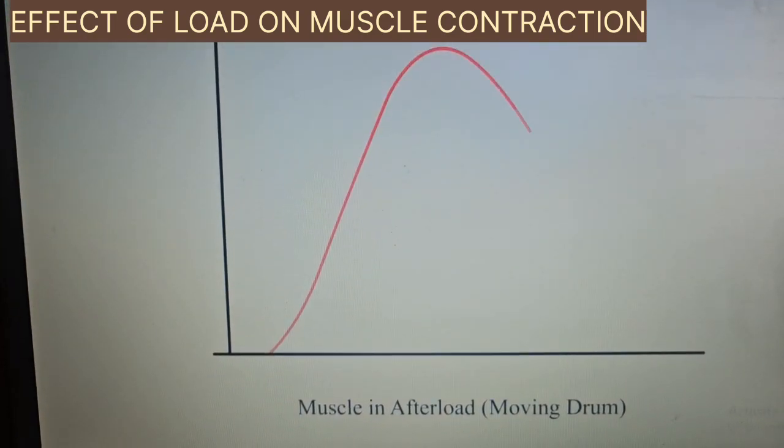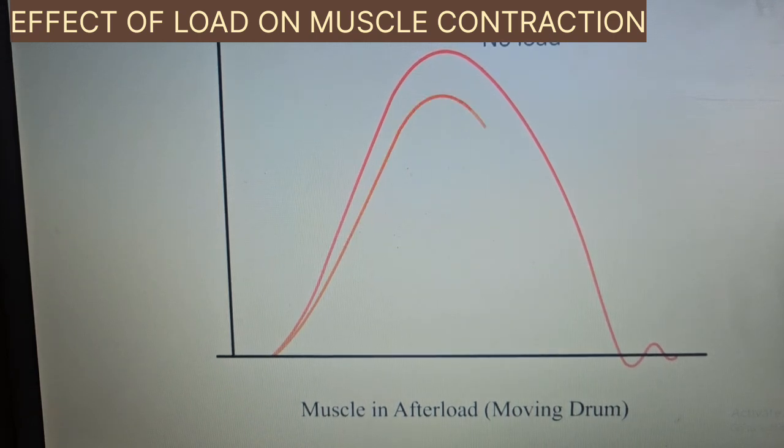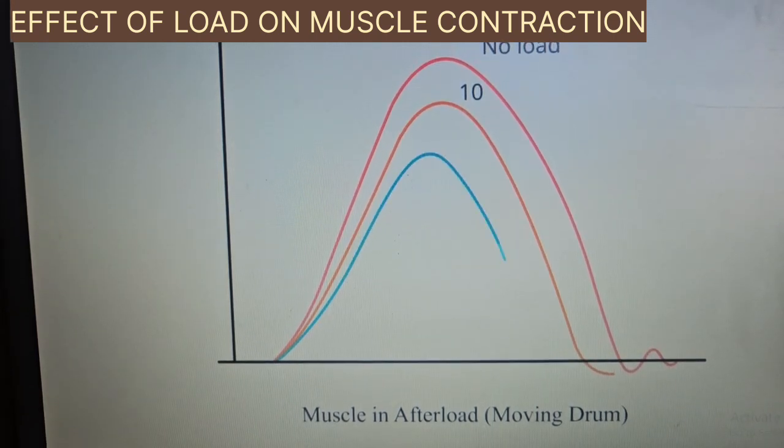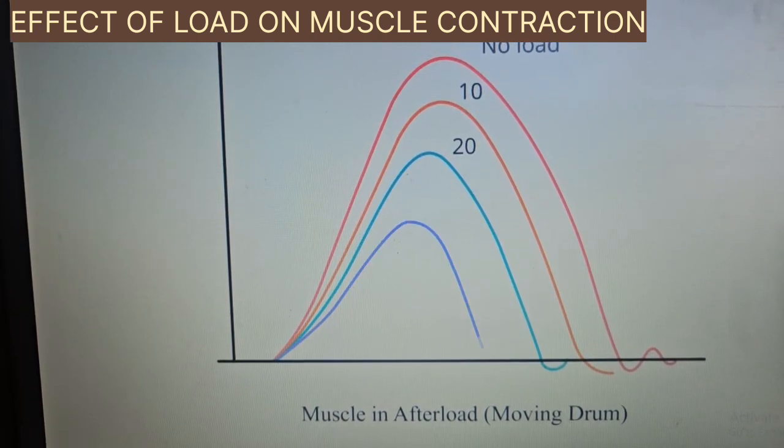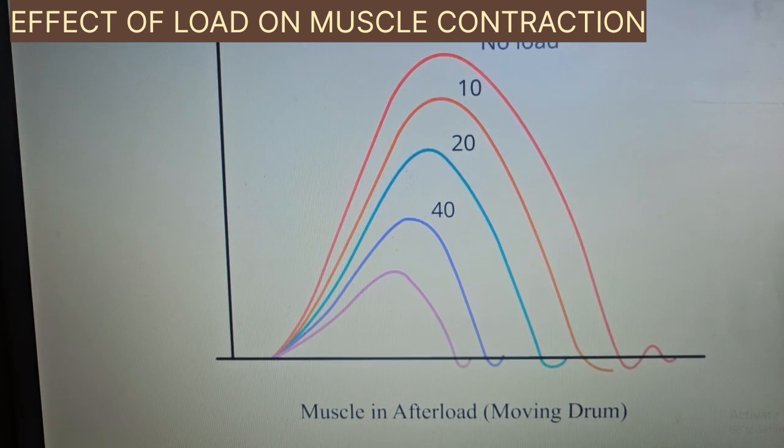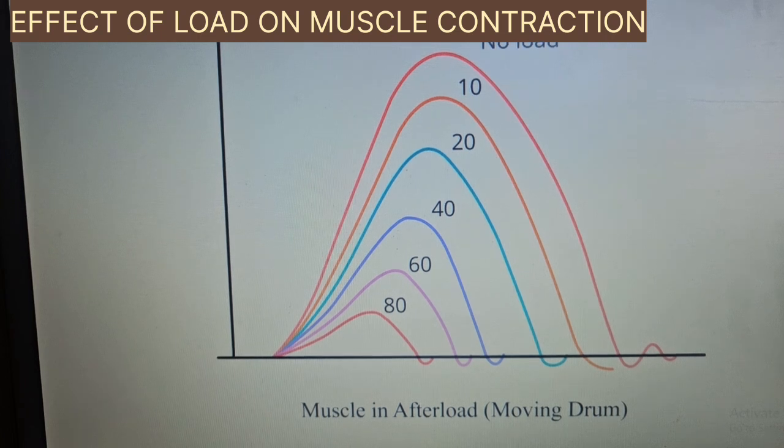This is a graph showing an increase in the afterload on a moving drum. You can see that as the afterload increases, the height of contraction decreases and the latent period increases.